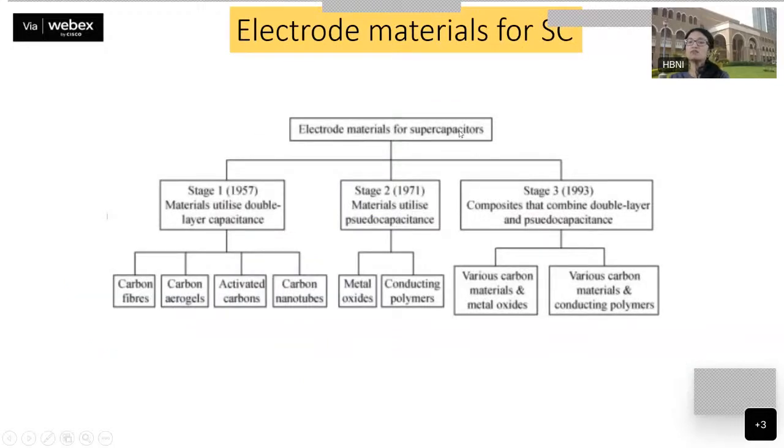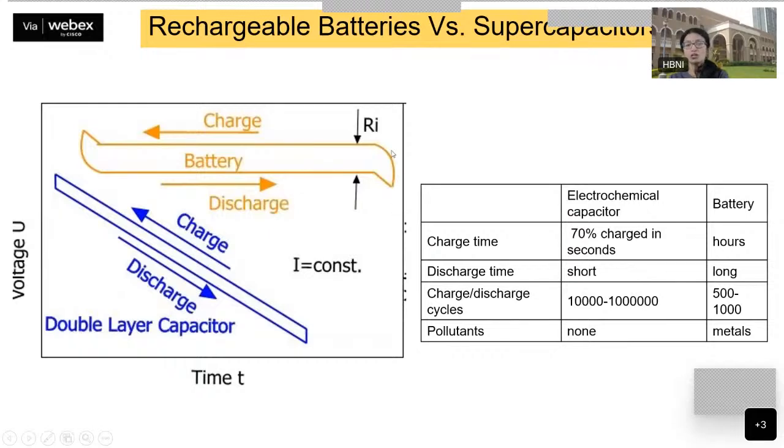So, electrode materials for supercapacitors. In the research, stage 1 was mostly materials utilizing double layer capacitance. Stage 2, up to 1971, was materials which utilized pseudocapacitance. Stage 3, from 1992 onward, is composites that combine both double layer as well as pseudocapacitance.